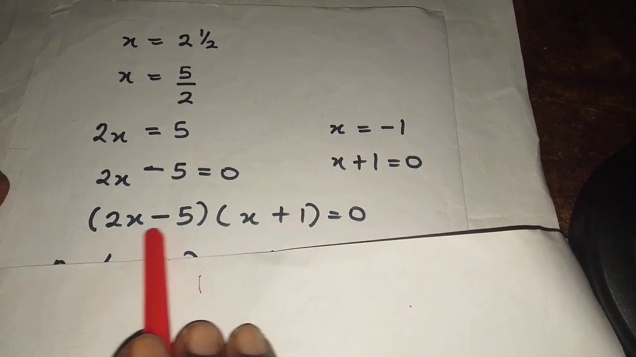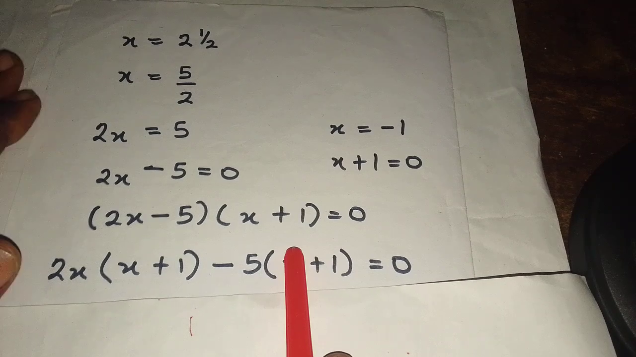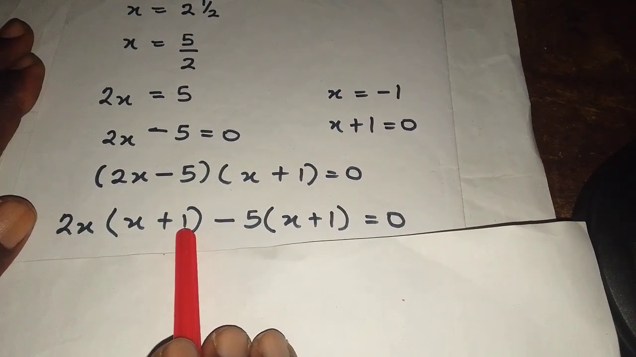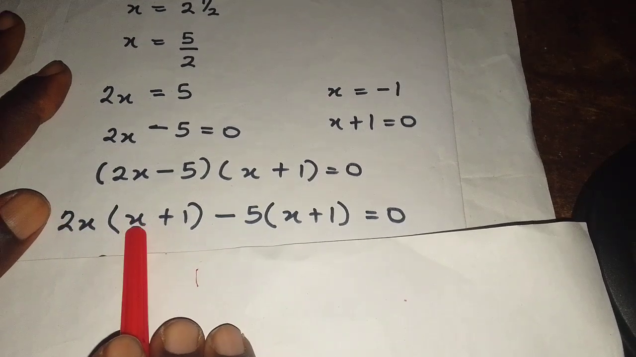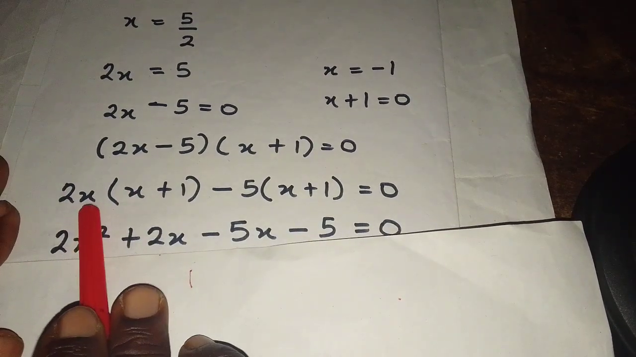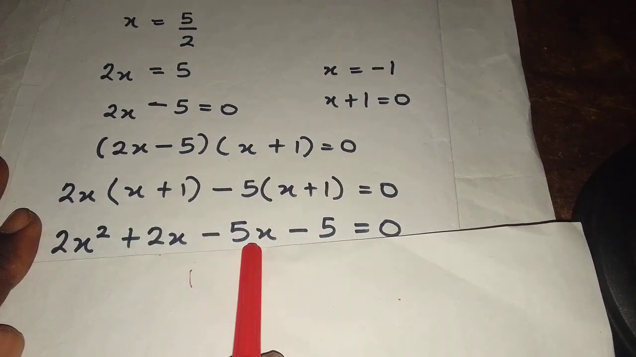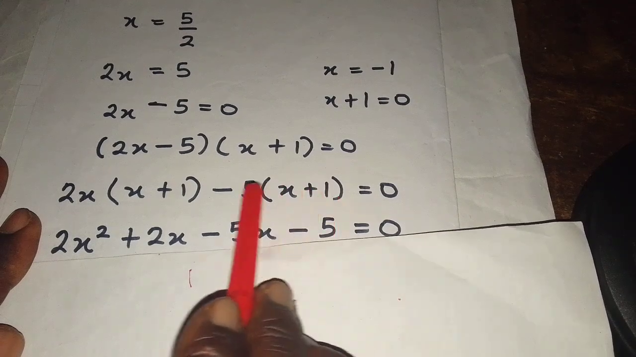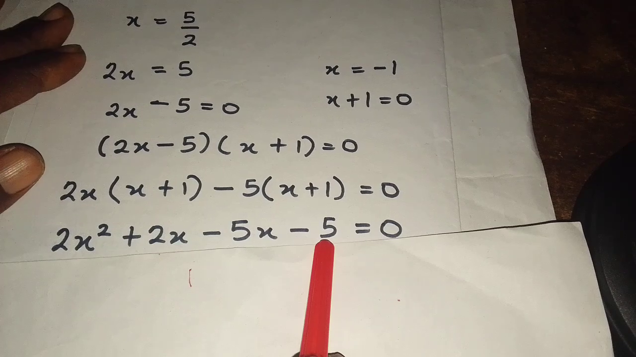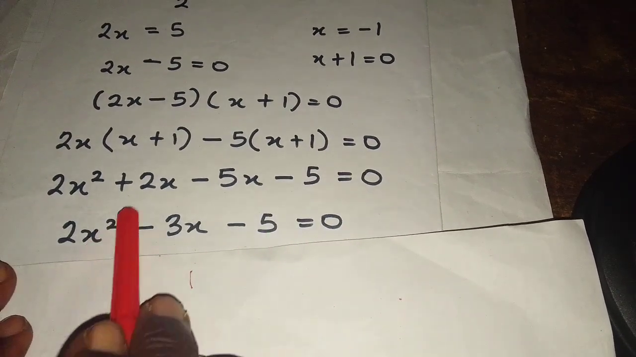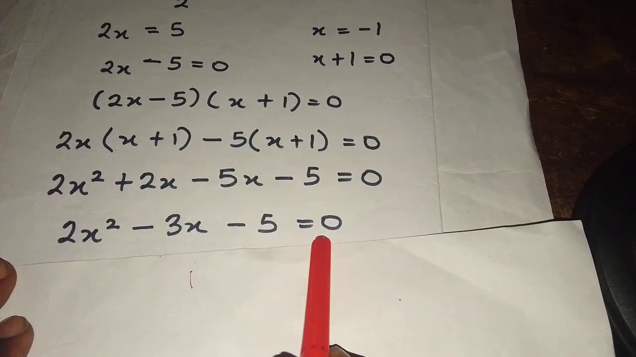So let's now expand this. Use 2x to multiply x plus 1, minus 5 to multiply x plus 1. Open the bracket. 2x times x will give us 2x squared. 2x times 1 will give us plus 2x. Minus 5 times x will give us minus 5x. Minus 5 times 1, minus times plus is minus, 5 times 1 is 5. So you now have 2x squared, 2x minus 5x will give us minus 3x, minus 5 equals 0.